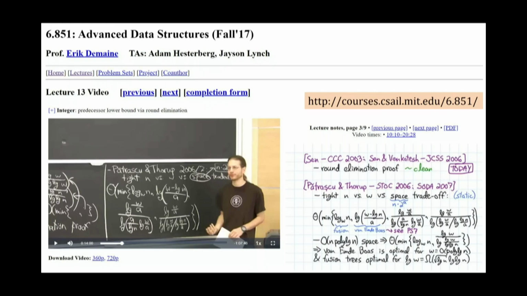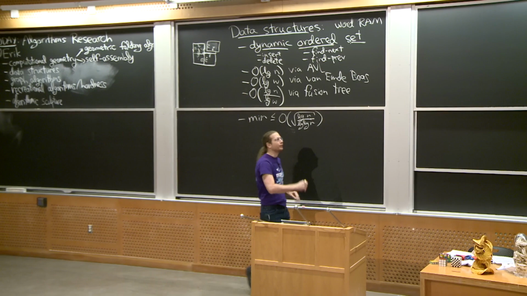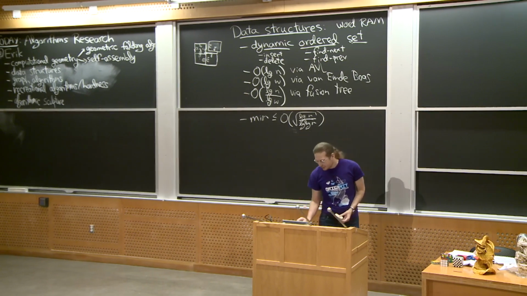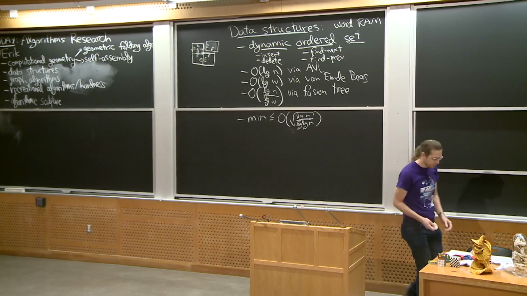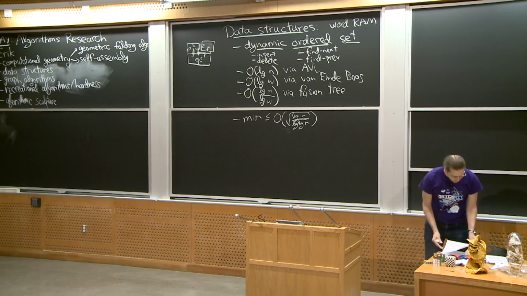What is a? A is the log of the space you're using. So it's the address size. Good question. If you have a polynomial space data structure, then basically these are optimal. And this is generalizing to beyond that. Maybe you have a little bit more than polynomial space. Cool. So that's data structures.